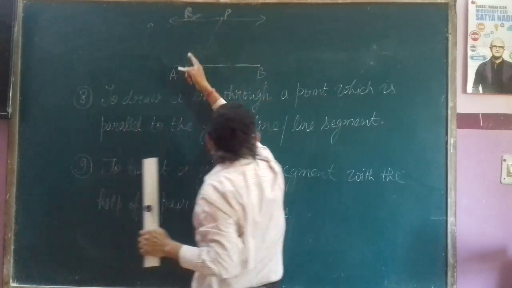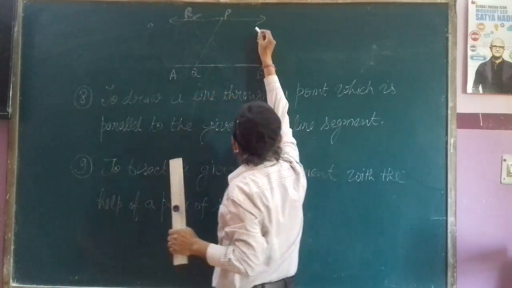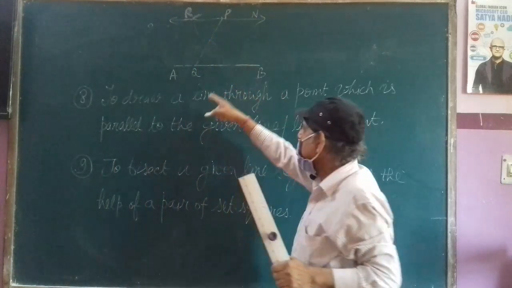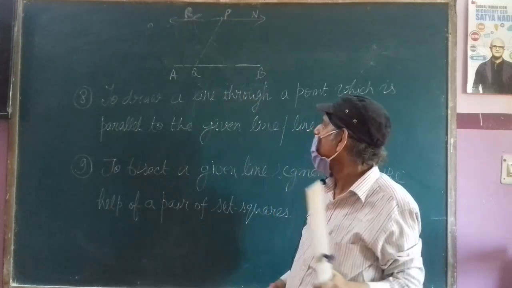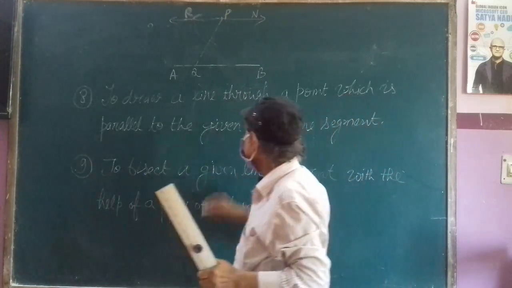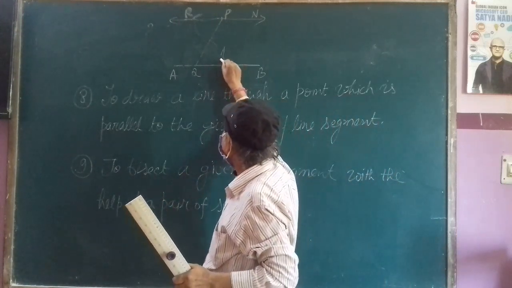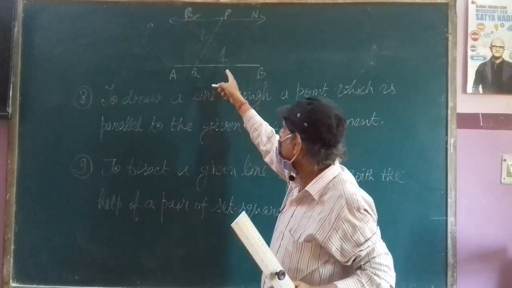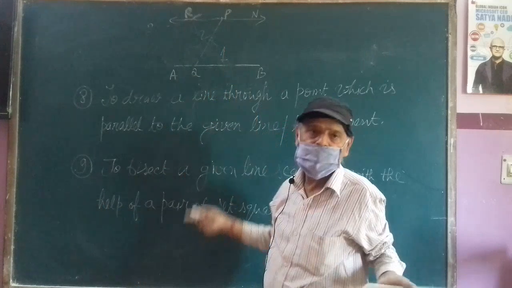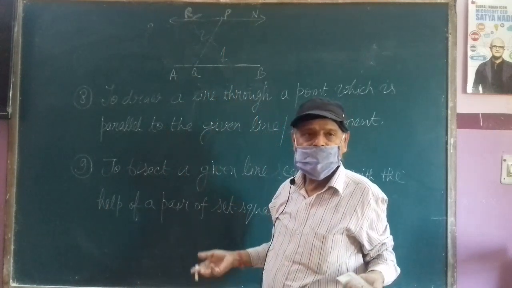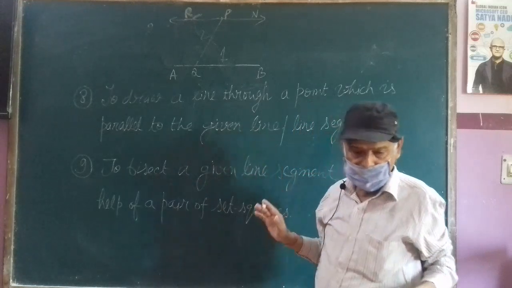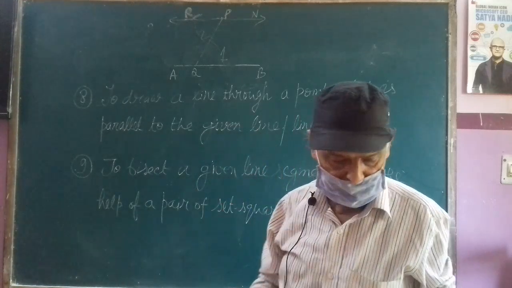So now you are getting that this PR, or you may name it RN, is parallel to AB. Why is this parallel to AB? You have made these alternate angles 1 and 2 equal. You have drawn angle 2 equal to angle 1. As they are alternate angles, they are equal. So these lines are parallel. This is the theory behind this.